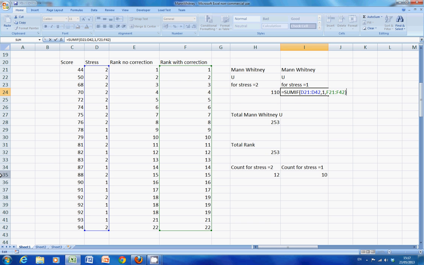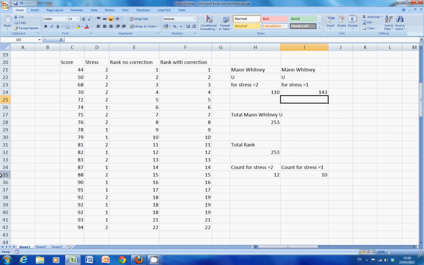Now I want to do the same for stress equal to 1. Same formula again. SUMIF, I look up D21 to D42. What am I looking for in that? The 1s. And what am I to do then? Sum the corresponding values in F21 to F42. And I get 143. I just wanted to check that everything was okay.